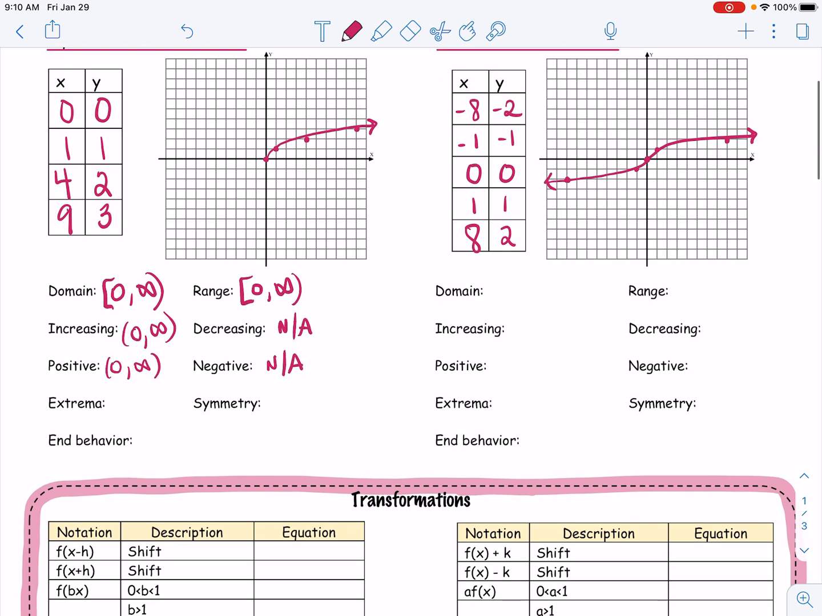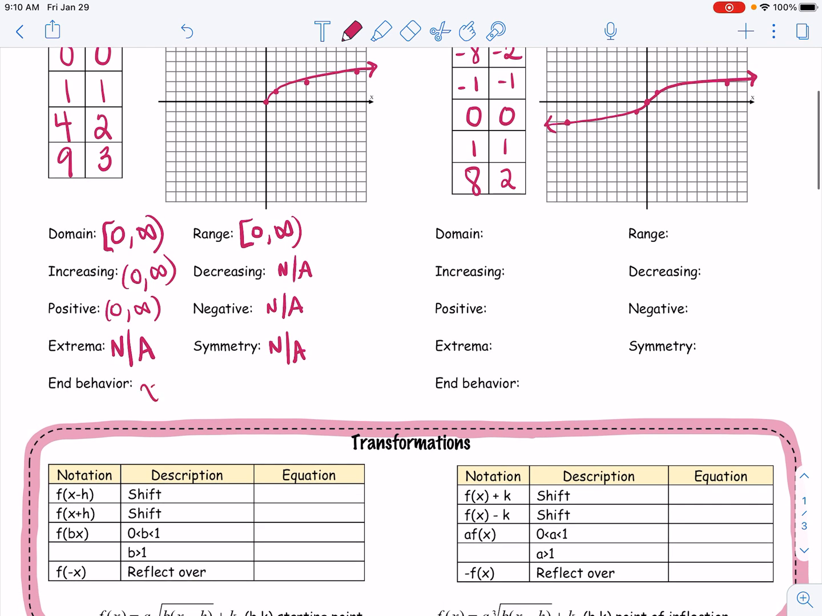There are no extrema. Remember, those are our maxes and mins. It's because there's no turning points. It doesn't go from increasing to decreasing or vice versa, meaning there are no extrema. There is also no symmetry. And the end behavior here is just going to be as x approaches positive infinity, y approaches positive infinity. We don't include the other because our x's don't approach negative infinity ever. We don't want to use a negative x value for that square root parent function.